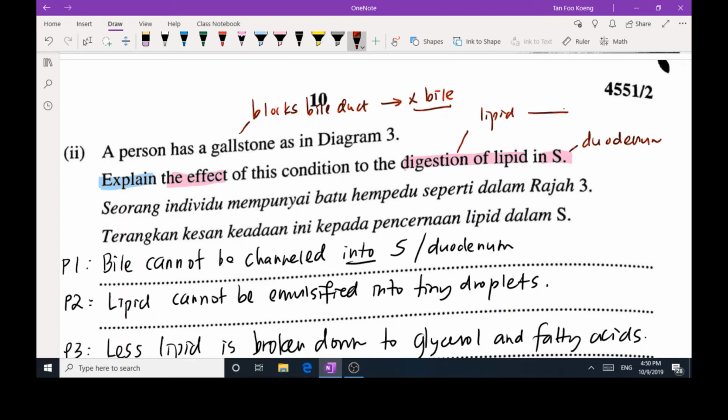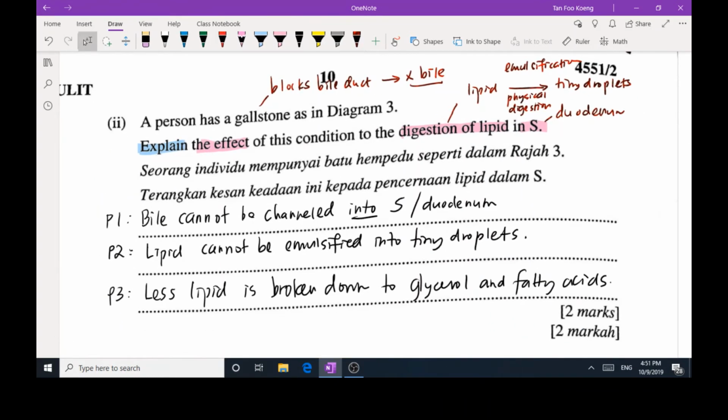So the lipid cannot be broken down into tiny droplets. And please note that emulsification is a physical digestion. It doesn't change the chemical structure of lipid. In fact, it just breaks the lipid down into tiny droplets. So guess what will happen to the digestion of lipid? Of course the digestion of lipid will be slower, or you can say that it stops or is halted. So if I were you, I will state the effect first. So what is the effect? I'm going to say that less lipid is broken down to glycerol and fatty acids. Why is it so? Then only we come back to P1, because the bile cannot be channeled to S. Please note that we need to state the direction of the flow of bile. If we never say the direction, this point is not accepted.